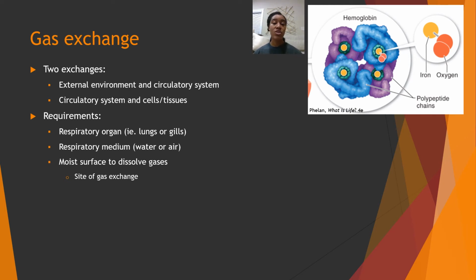In order for gas exchange to occur, a couple of requirements must be met. One, there must be a respiratory organ. Some examples are lungs and gills, but there are some other examples out there like trachea and the skin. Various animals will use various organs for respiration. And then we have to have a respiratory medium. And this is the medium that will basically ferry the gases to and from. And this can be water or air. And then we need a moist surface. And the moist surface is where gases will become dissolved and the actual exchange will occur.